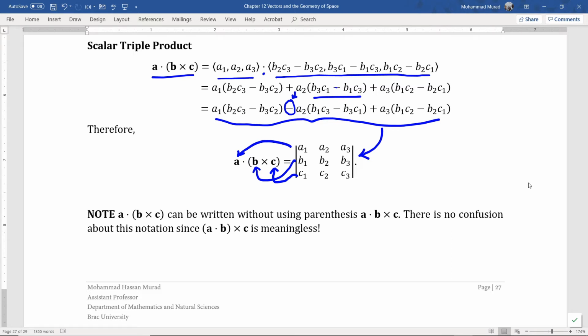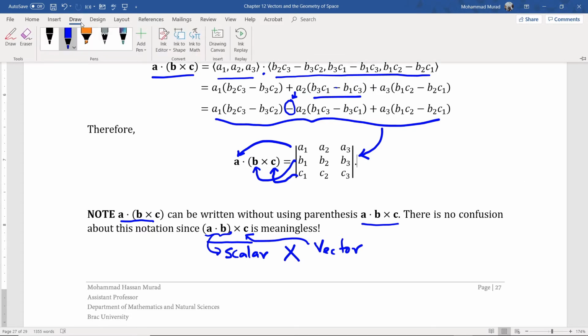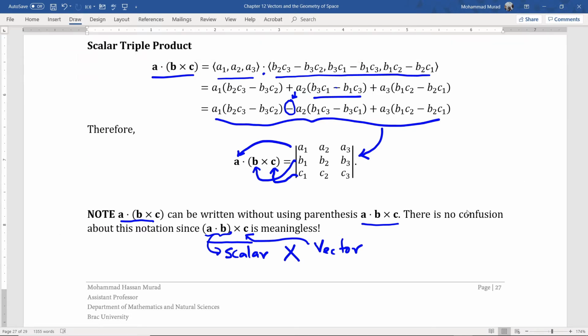Now we note that this scalar triple product can also be written without using the parentheses. We can simply write A dot B cross C. There is no confusion about this notation, since the alternative would have no meaning. Note, A dot B is a scalar and C is a vector. So the cross product of a scalar with a vector is undefined. So A dot B cross C, this expression always means this.